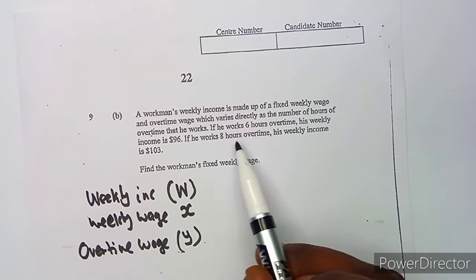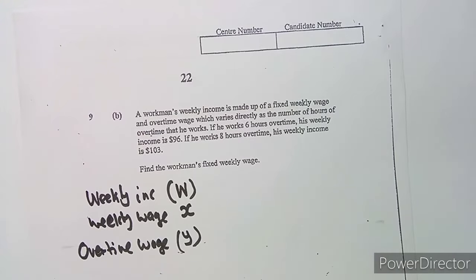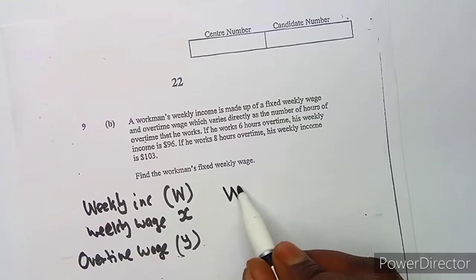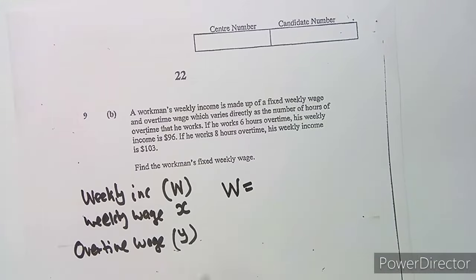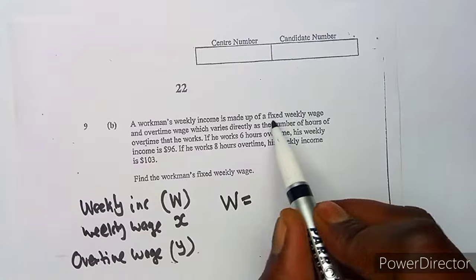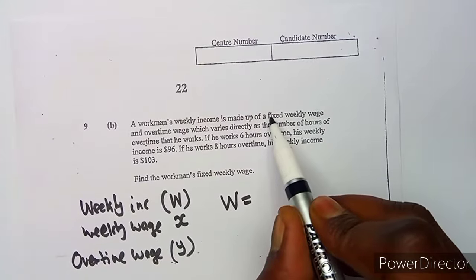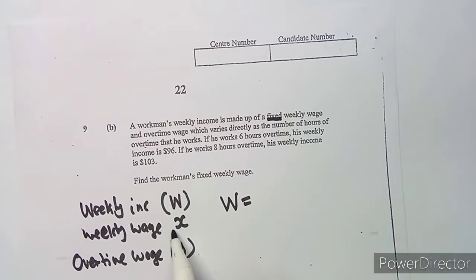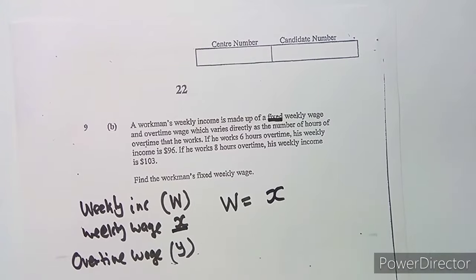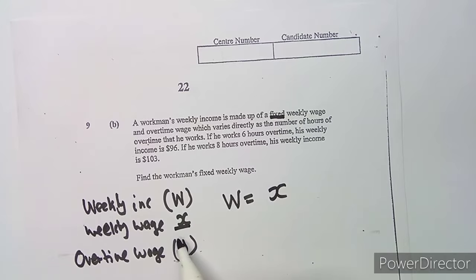So this is actually a partial variation that we are talking about, where the weekly wage is partly constant, because it is made up of a fixed weekly wage, which is X. So it's a constant that is fixed. That is our H, or we can just write it as X or Y, or whatever you want to choose to be your constant.